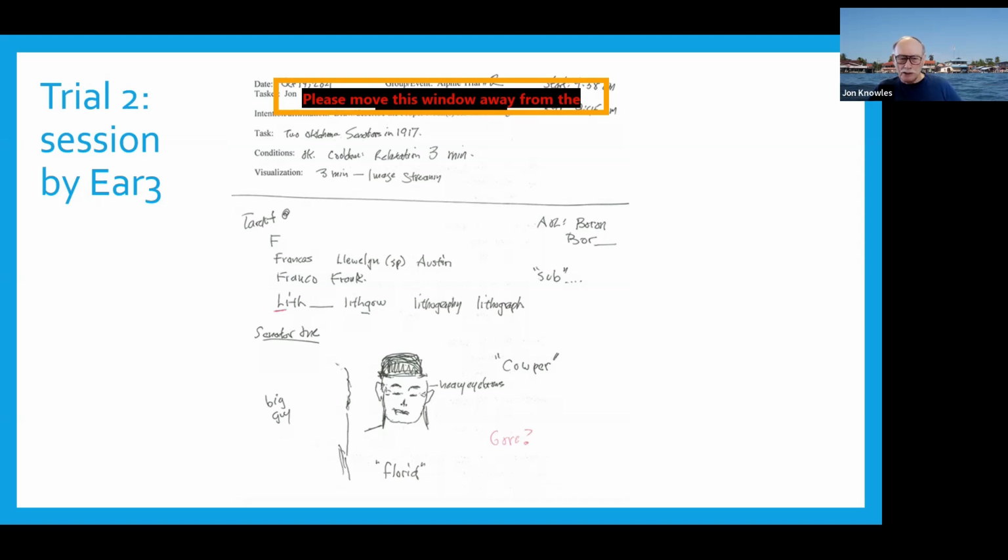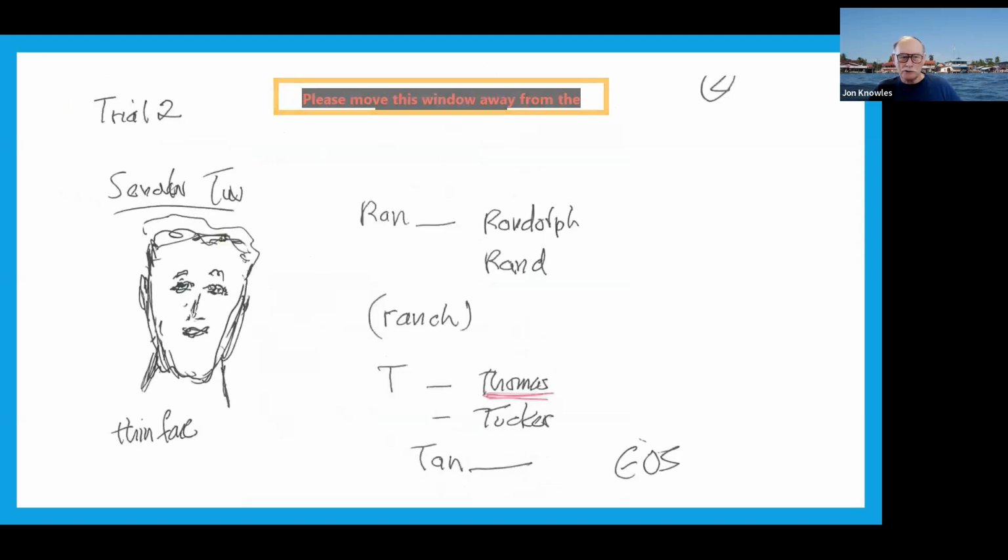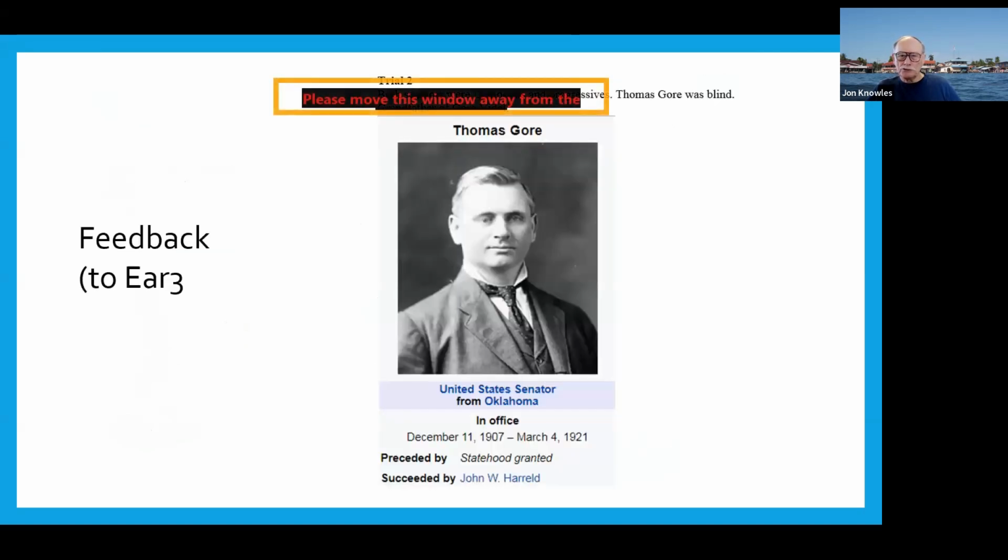Here I didn't really have anything that named the senator. The second one, however, I got Thomas, the T. I guess the letter T came to me first, and then the Thomas and Tucker and Tan came to me, or Tom, whatever that is. And then I drew senator number 2. The disclosure is Thomas Gore was one of the 2 senators. So the name Thomas was correct, but there's only one instance out of 43 that was correct for the full name for me.